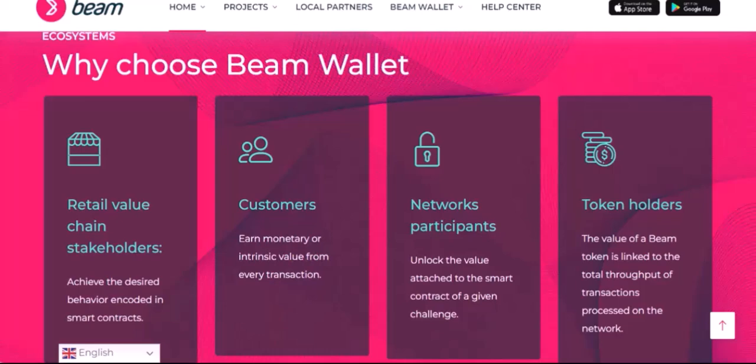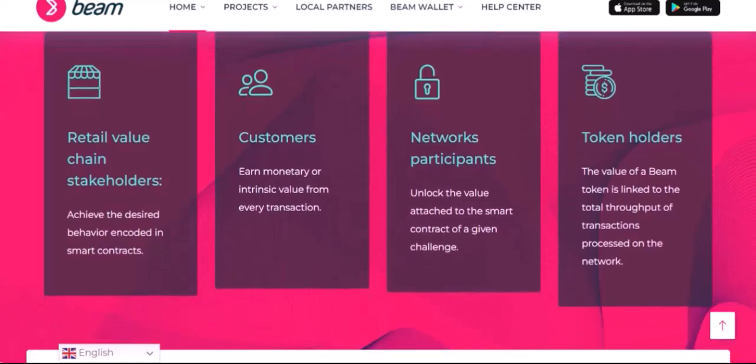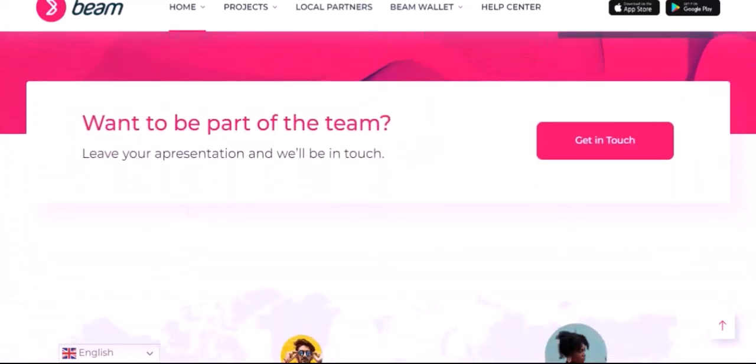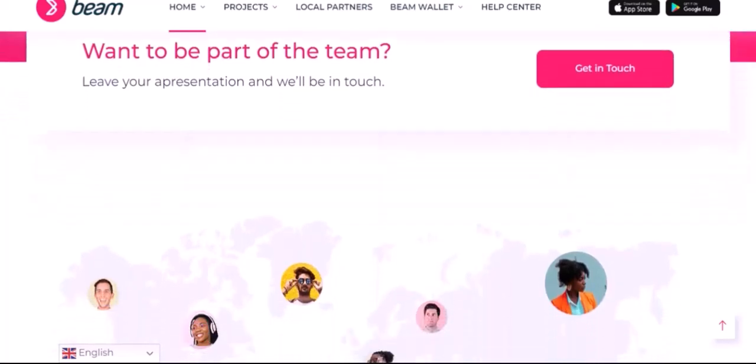And what about security? Beam employs advanced cryptographic techniques to protect your funds. However, as with any cryptocurrency, it's crucial to practice good security habits, such as using strong passwords and enabling two-factor authentication. Conclusion. In conclusion, Beam is a unique cryptocurrency that prioritizes user privacy and control.